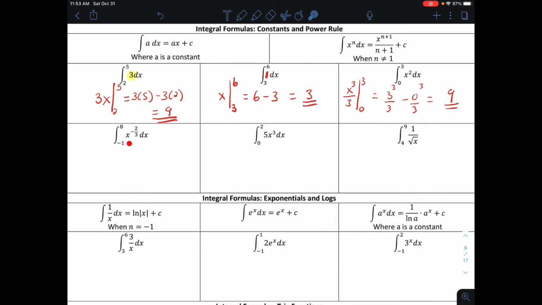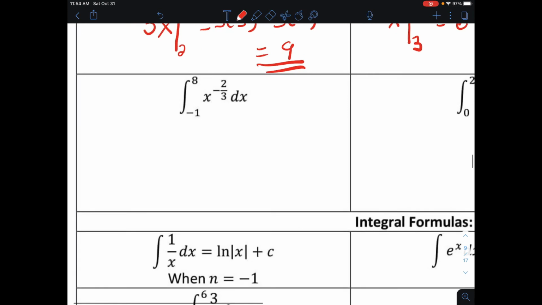All right, next one. I want to find the value of the definite integral from negative 1 to 8 of x to the negative 2/3 power dx. Well, I still have x to a power. So I'm still going to increase the exponent by 1. I'm going to add 1 to negative 2/3. That makes x to the 1/3. And then I'm going to divide that by its new exponent, so x to the 1/3 divided by 1/3. And then we're going to plug in our numbers.